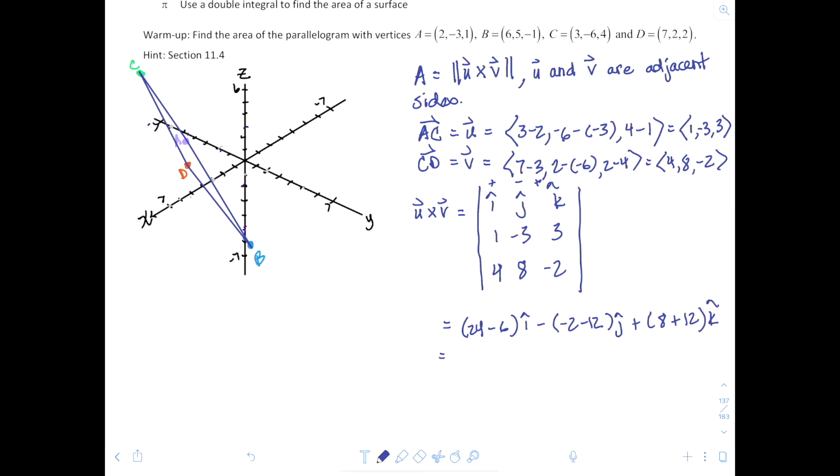So that would give us 18i plus 14j. Oh, and these should be switched, so this would be negative 18i. Sorry about that. All right, and then 20k.